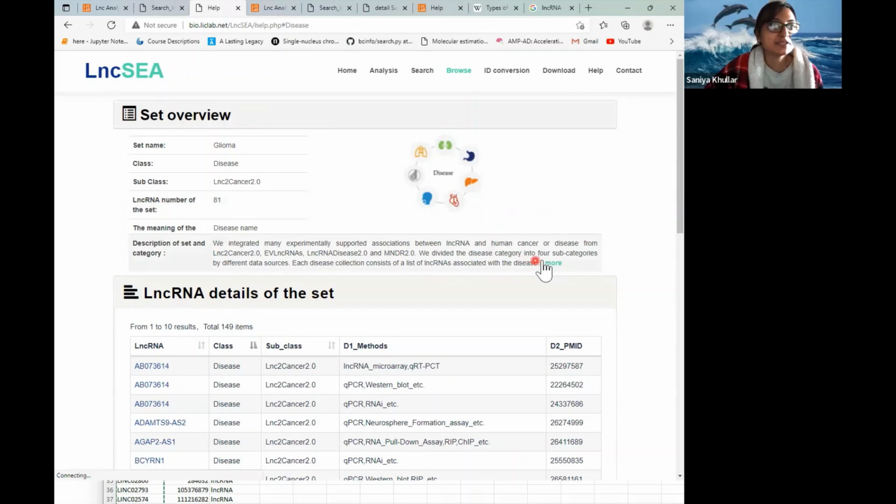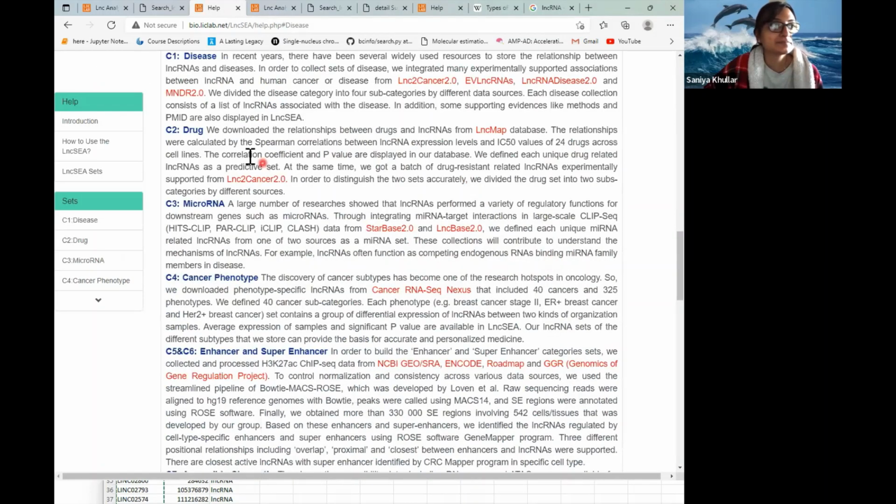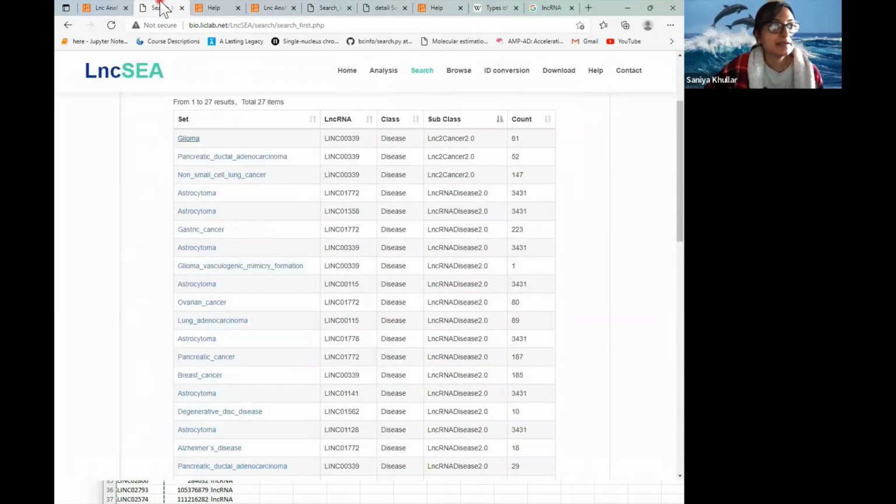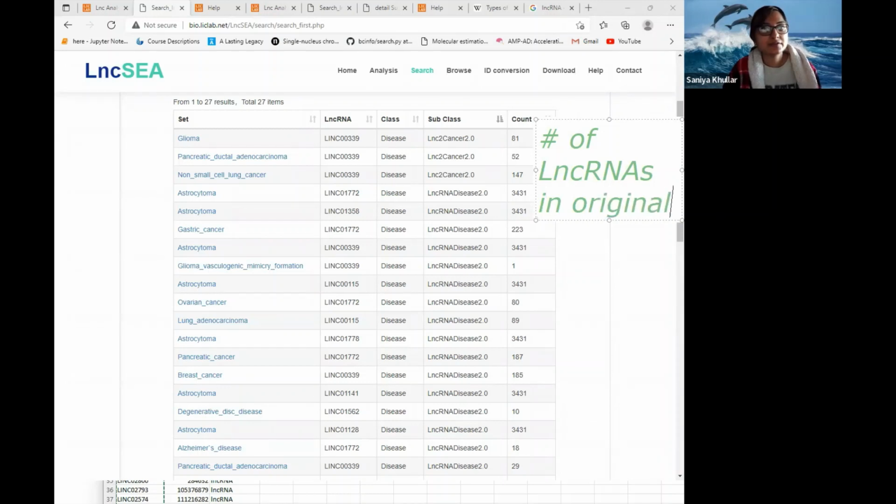I can check out glioma and see that there are 81 lncRNAs in this set, and they'll give us information on where they got this from as well. But I can go back and see this is the count. Essentially what this count is telling us is the number of lncRNAs in the original set, the biological set.